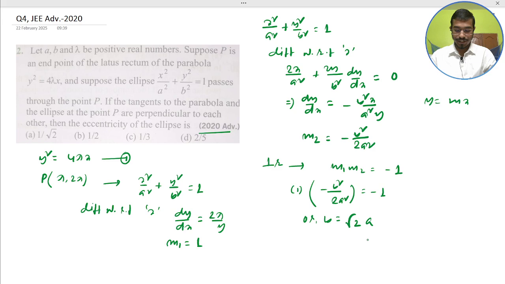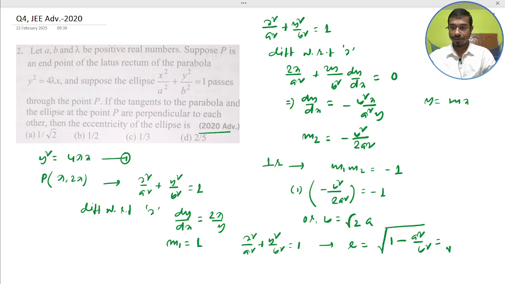So you have to find the eccentricity of the ellipse. The ellipse equation is x square by a square plus y square by b square equal to 1, whose eccentricity e would be what? Square root of 1 minus a square by b square. Put this value: square root of 1 minus half, that would become 1 by root 2. This is for b greater than a. Okay, 1 by root 2 would be the correct answer. Option A is correct.